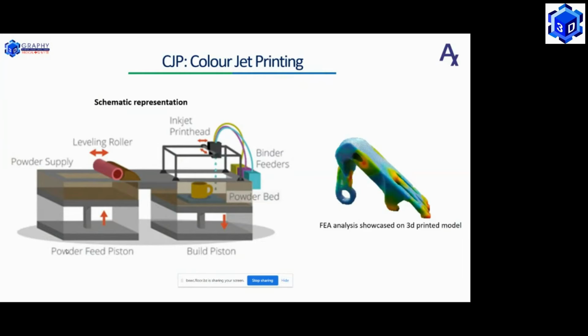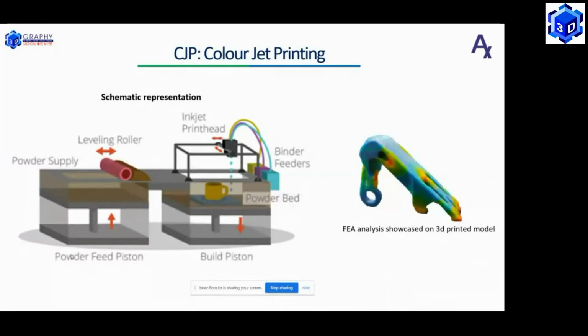Coming on to the next technology, that is color jet printing. Color jet printing involves two major components basically. One is a core and the other being the binder. The binder is usually in liquid form and the build material is powder. So basically it's very similar to your SLS technology.